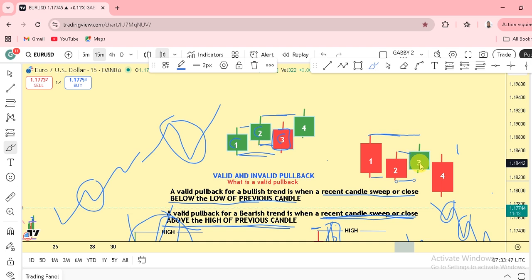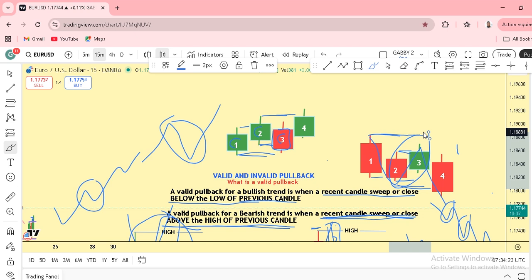So let's check. Candle three is printed and becomes our recent candle. Candle two becomes our previous candle. Did candle three close above the high of candle two? Yes, we can see it sweeps above the high. So we can now say we have a pullback like this. But this pullback is not confirmed until the trend continues, until we have a candle that closes below here. We saw candle four came and closed below. So this setback here is what we refer to as a pullback.